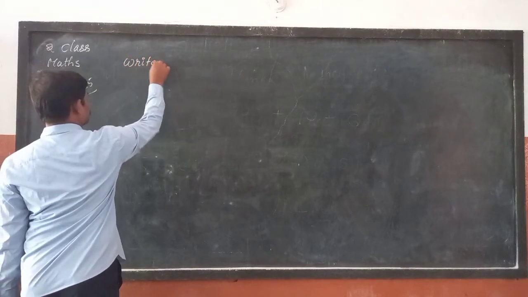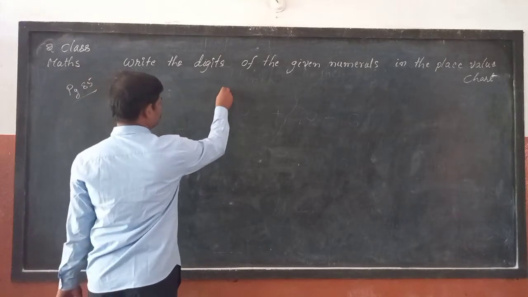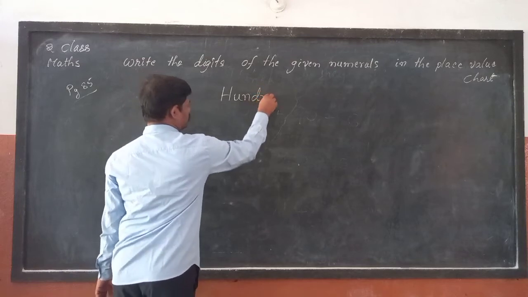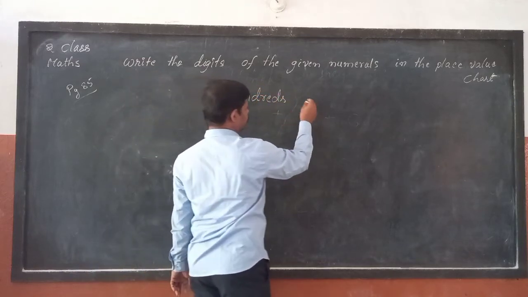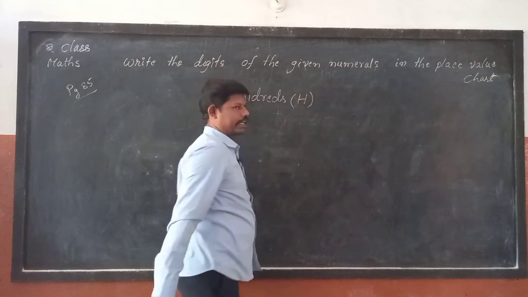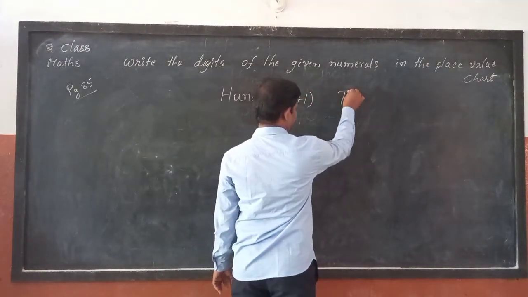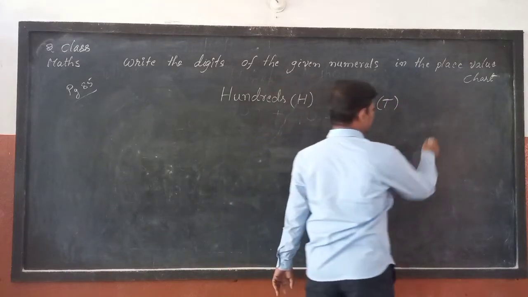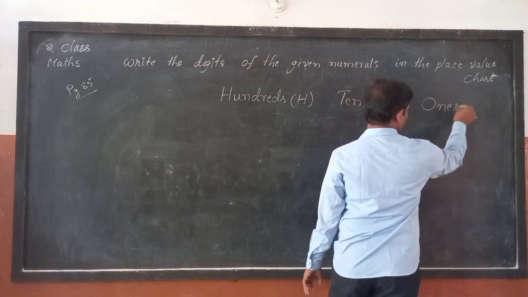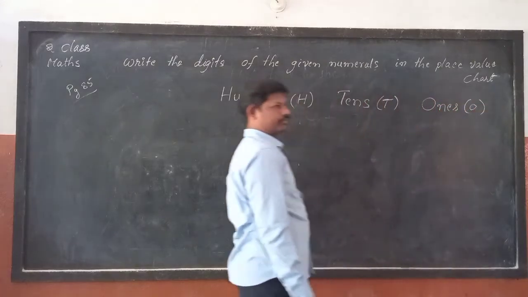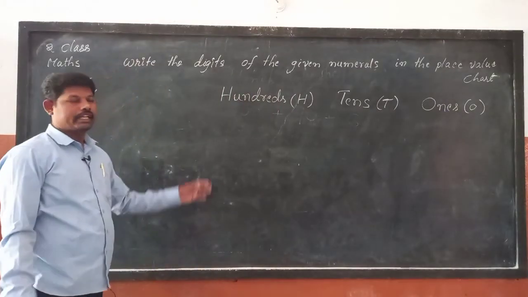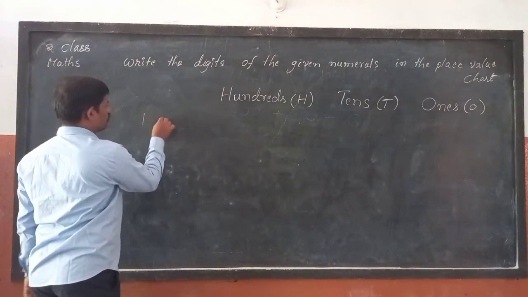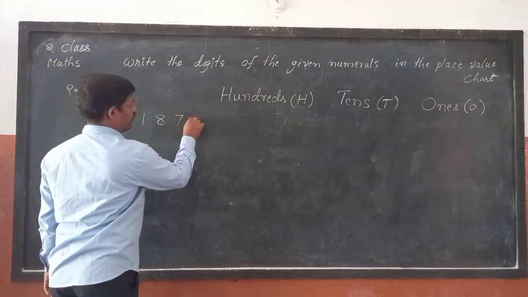Write hundreds, in shortcut you will write H, tens, in shortcut you will write T, and ones, you can write O in shortcut. So let us take some examples. Here take one number, for example 187.